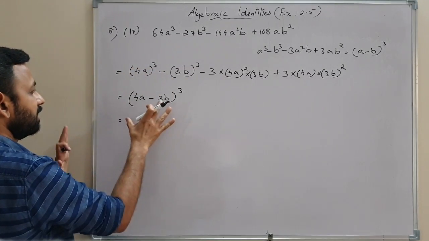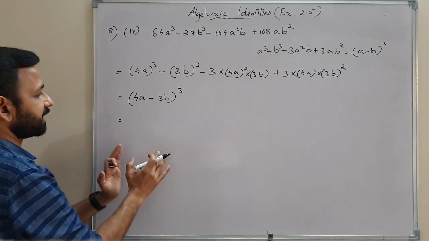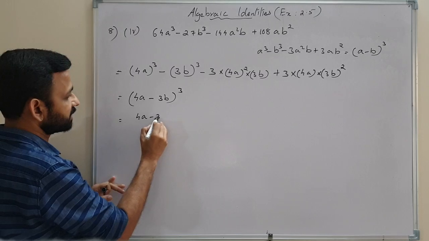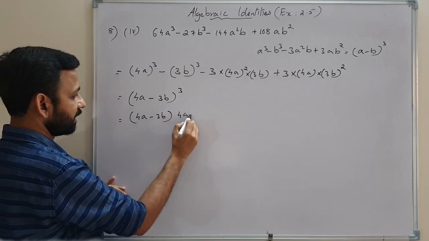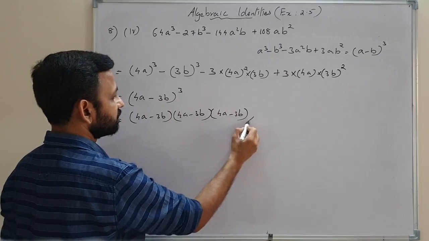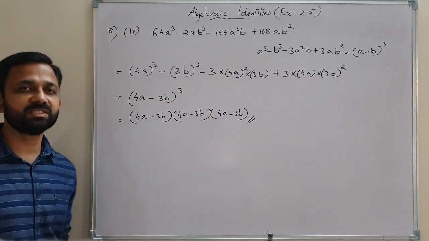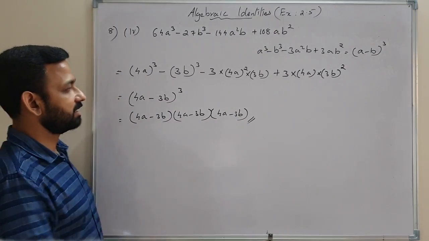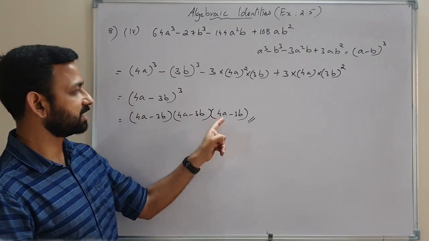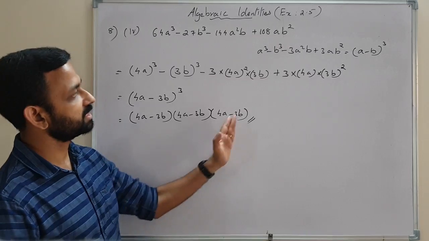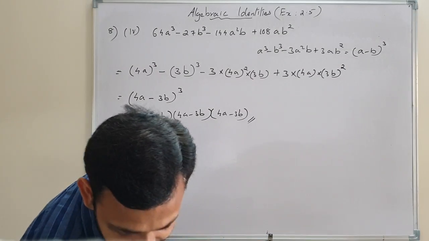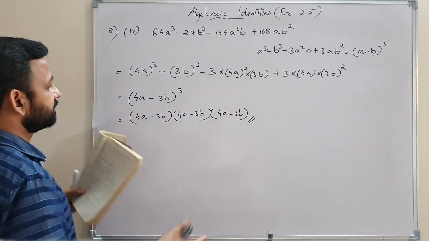Then (a minus b) whole cube is (a minus b) into (a minus b) into (a minus b). So we can write (4a minus 3b) into (4a minus 3b) into (4a minus 3b). So we got this as the product of 3 binomials. I will explain one more question from question number 8.